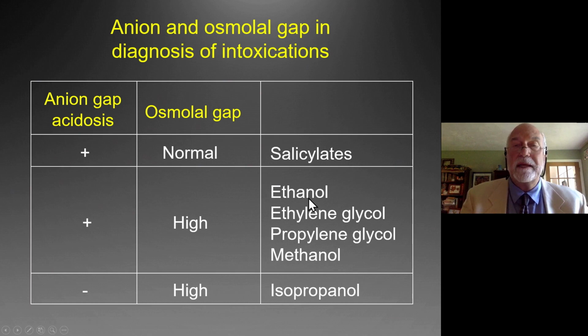Here are the classic intoxications: ethylene glycol, methanol, propylene glycol, and even ethanol can contribute to both the anion gap and osmolar gap. And then an interesting one that I've seen a few times is no anion gap acidosis, but a high osmolar gap, often seen in patients who've ingested isopropanol.